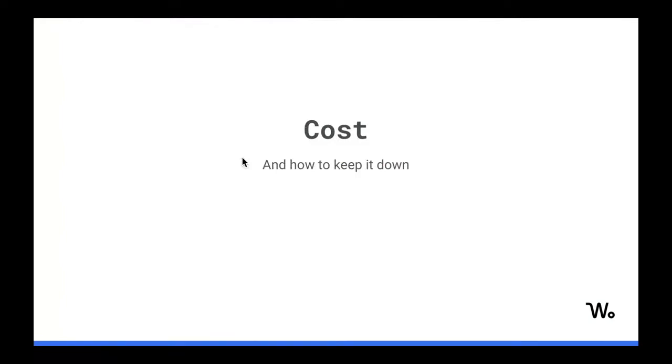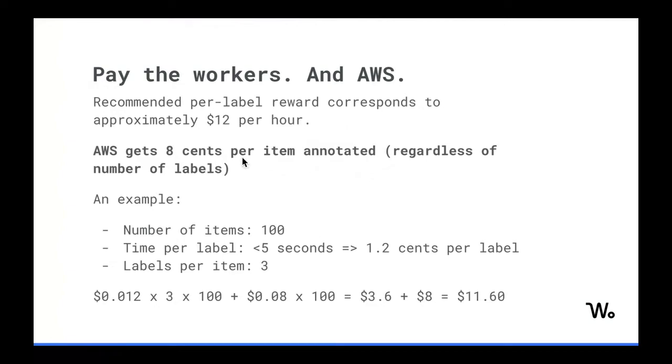This example is going to cost me a few dollars. We've already seen the price we pay the workers, but in addition to that, AWS takes 8 cents per item labeled. So this has nothing to do with how many annotators we have. This is just a fixed cost per, in my case, per plot. So 8 cents times 100, I'm going to be paying Amazon $8. I'll be paying the workers $3.60. Usually, you have more annotators. You pay them a little bit more than just 1.2 cents. The worker cost is going to be more than the AWS cost, but still, this is the basic pricing structure here.